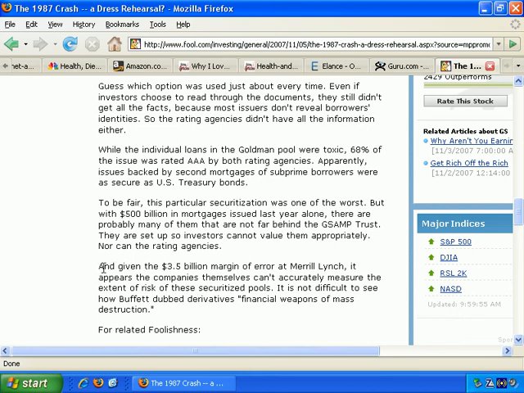And given the $3.5 billion margin of error at Merrill Lynch, it appears the companies themselves can't accurately measure the extent of risk of these securitized pools. It's not difficult to see how Buffett, that's investment guru Warren Buffett, dubbed derivatives financial weapons of mass destruction. Basically, I was leading up to this point, this quote from Warren Buffett, but it definitely makes it more interesting and makes the reader get more involved with the article.